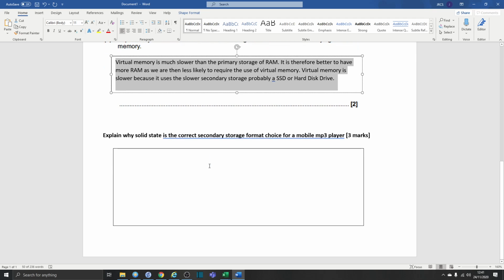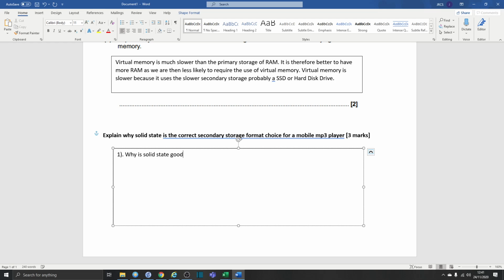Okay, this is another classic question. Explain why solid state is the correct secondary storage format choice for a mobile MP3 player. 3 marks. Everyone gets caught out here and they get like 1 or 2 marks. The 3 points are, why is solid state good? All 3 marks are that, really.